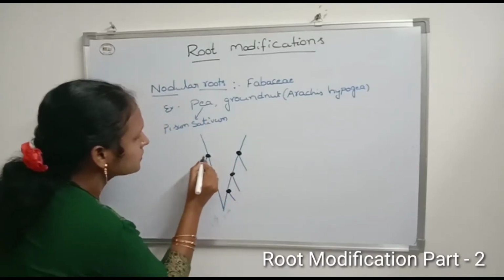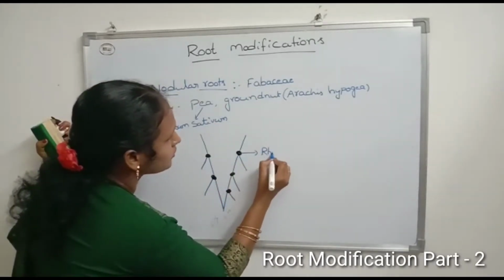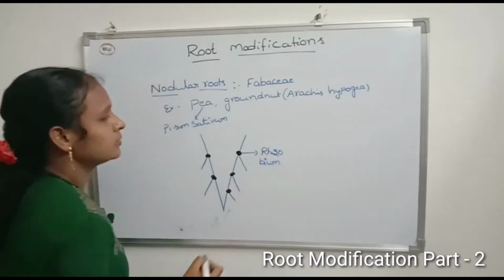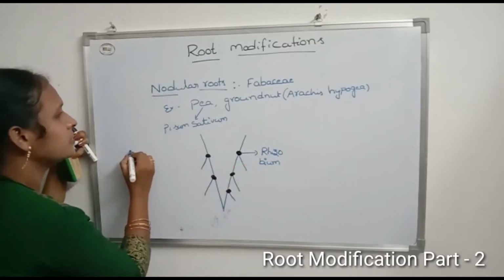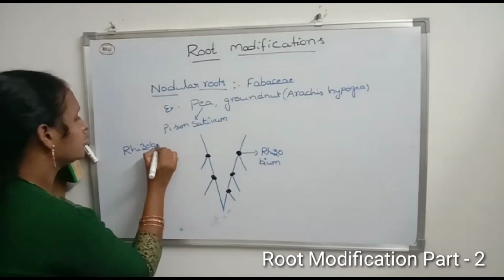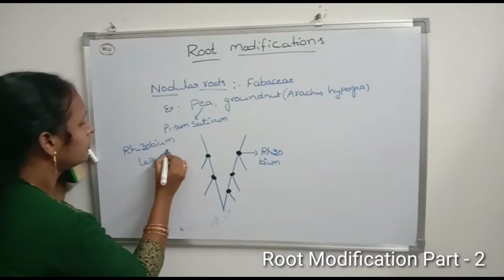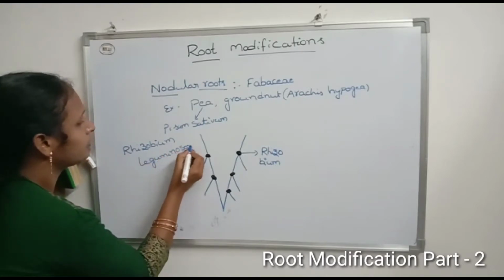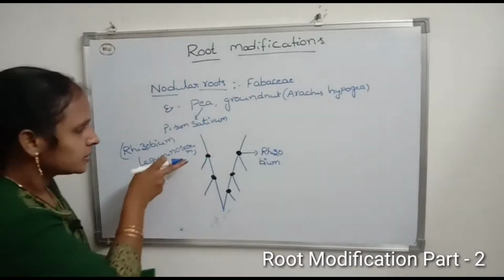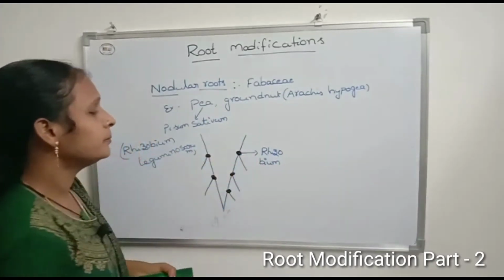In these nodules, there is the presence of the bacterium Rhizobium. Rhizobium's full name is Rhizobium leguminosarum. In these roots having nodules, the nodules contain the Rhizobium bacteria.